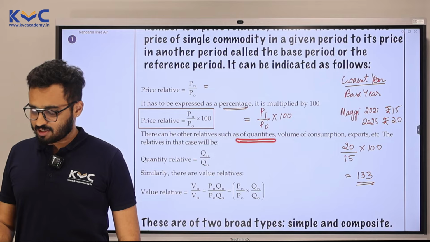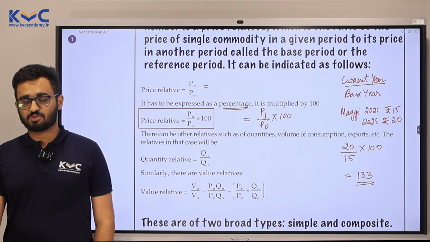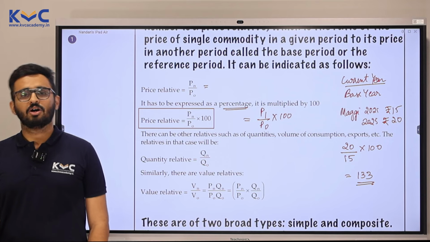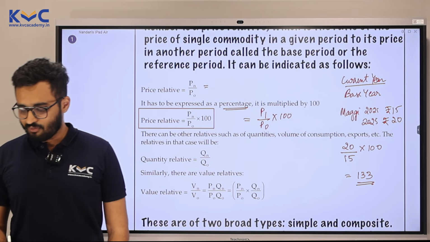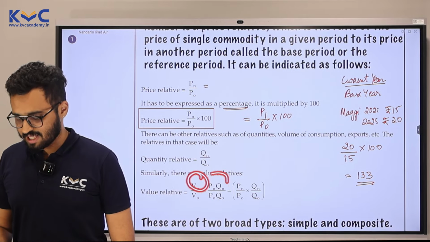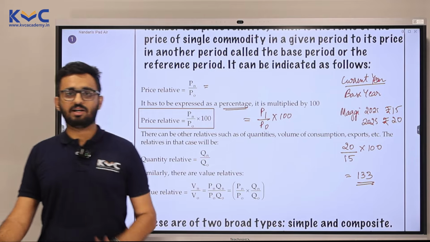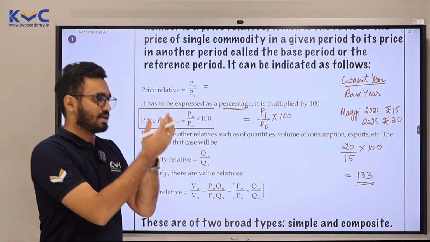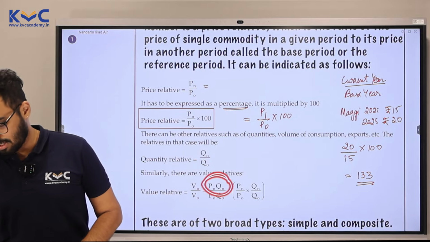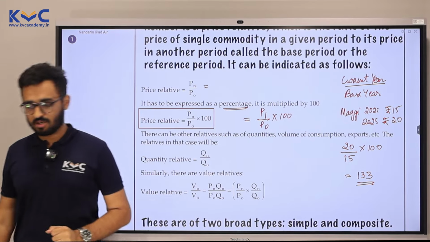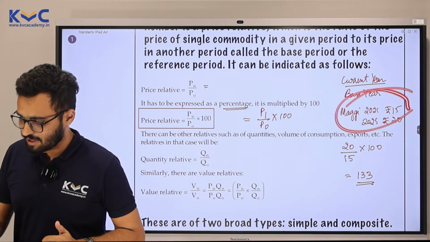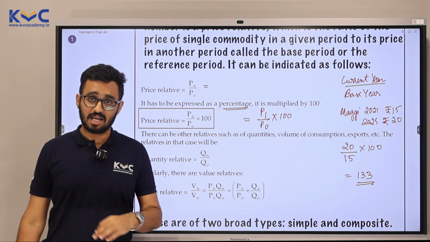There can be other relatives such as quantities, volume of consumption or exports, etc. The relative in that case will be quantity relative, Q1 divided by Q0 into 100. Value relative will be V1 divided by V0 into 100. V is basically price into quantity. Value means price into quantity. Price is just for one item, no? When I multiply it by quantities, I get the value of that product, right? So V1 is equal to P1 into Q1 divided by P0 into Q0. Did you understand price relative? Wonderful. So we have also taken an example where we have actually calculated the price relative.